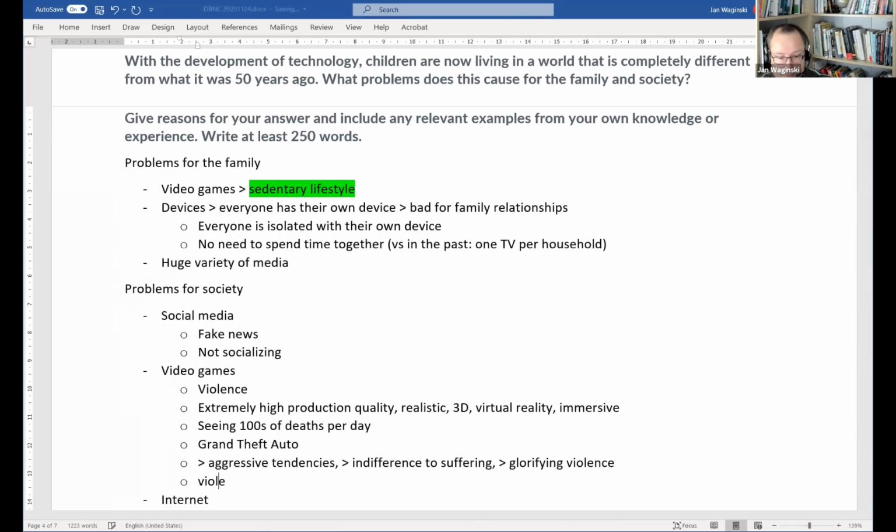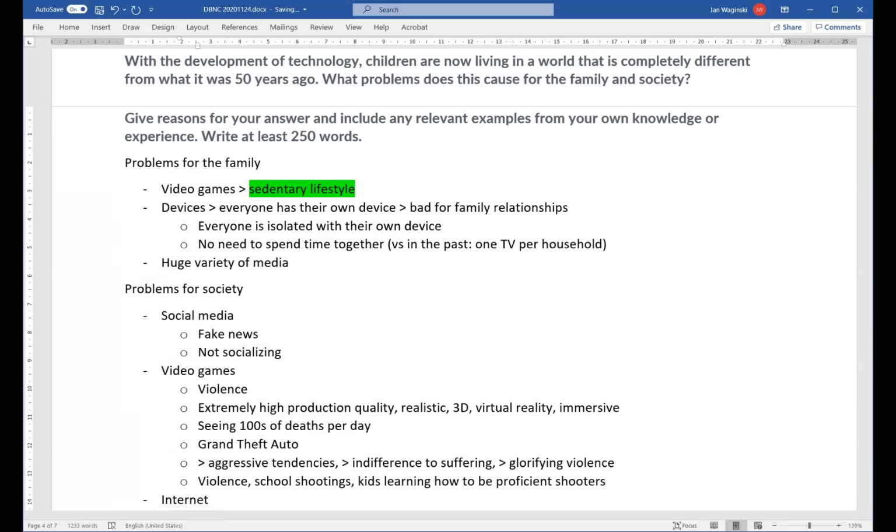Right? Violence, you've got school shootings. You've got that example that I told you about, kids learning how to be proficient shooters. It's true that they can try training with the video games, but there's something behind psychology that produces that feeling to kill someone. No, not the video.